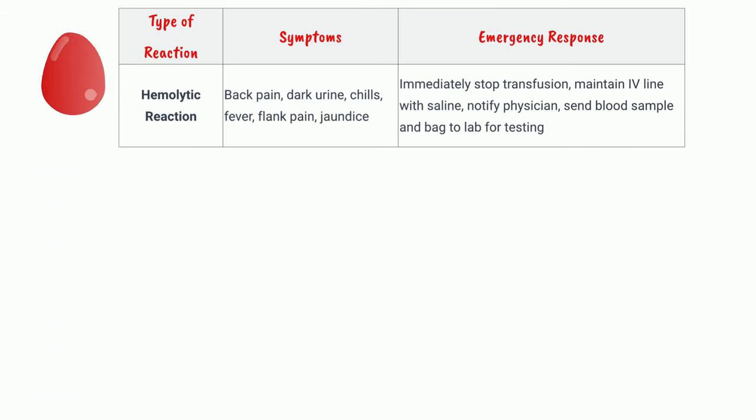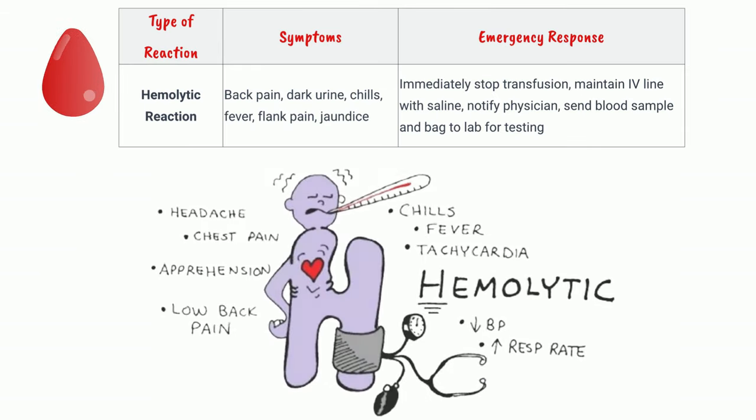Moving to more severe types, the hemolytic reactions. These are serious and present with back pain, dark urine, fever, and jaundice. In such cases, immediately stop the transfusion, maintain the IV line with normal saline, notify the physician, and send both the blood sample and the bag to the lab for testing.